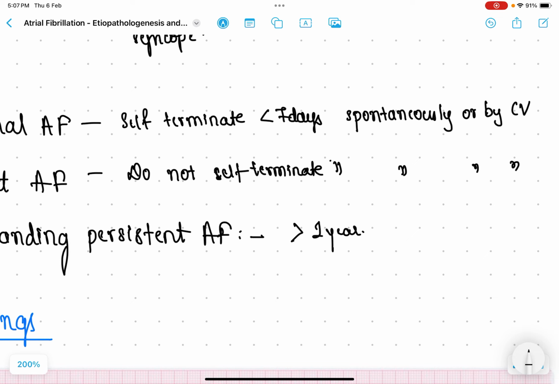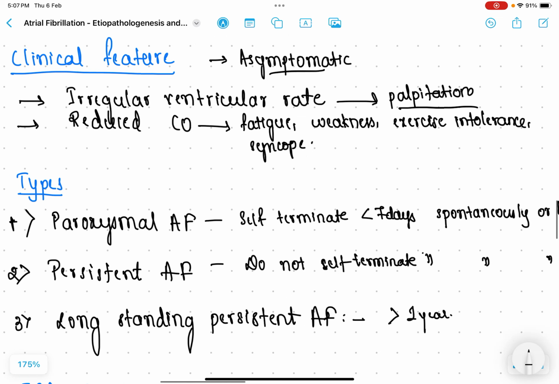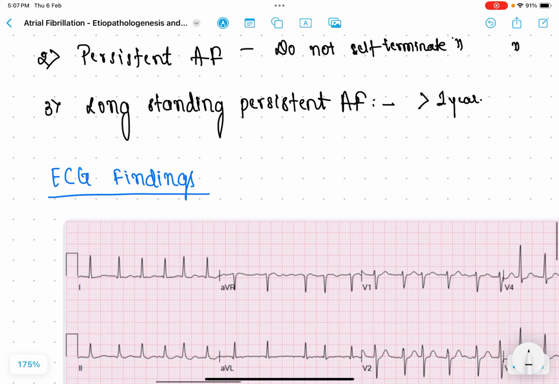Now, why am I telling you the types is because paroxysmal you will be able to just treat with maybe cardioversion or antiarrhythmics. Whereas for persistent and long-standing, along with antiarrhythmics, you might also need catheter ablation. So, as the duration increases, the treatment also changes. What are the ECG findings?